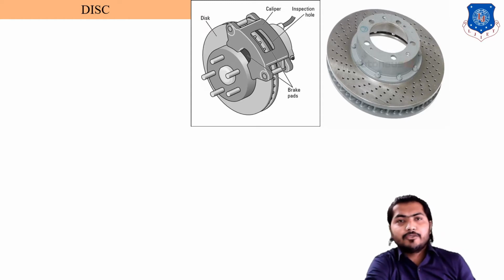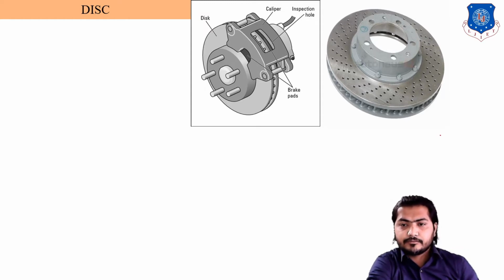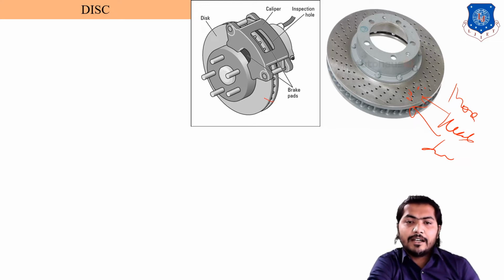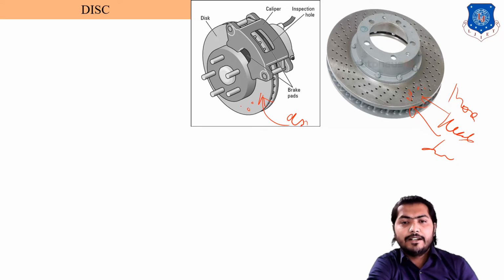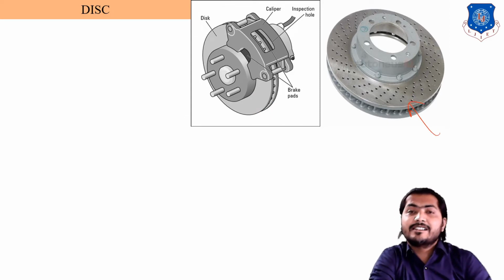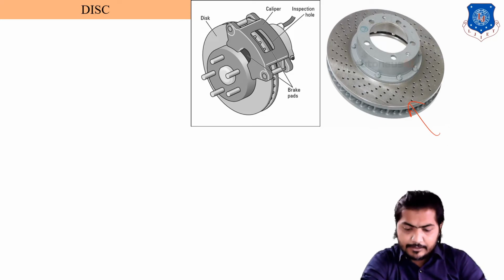Two types of disc are used. This one has holes provided on the disc, which is used for more heat dissipation. This other rotor type has no holes, so heat dissipation is less and this type of brake is not as effective. Nowadays the drilled type of braking is used because more heat is dissipated directly to the environment.